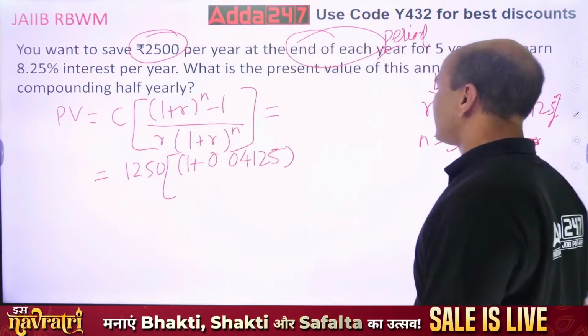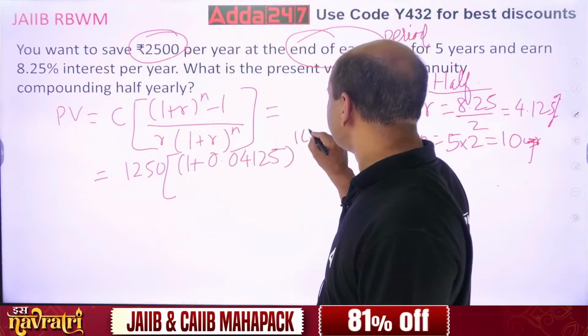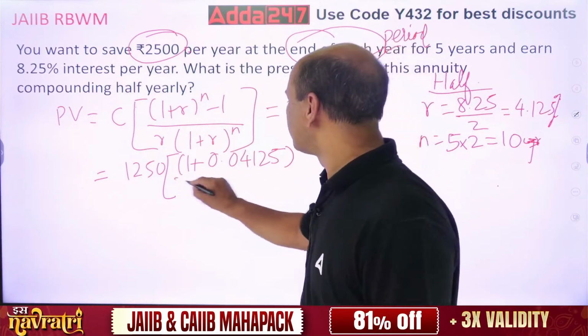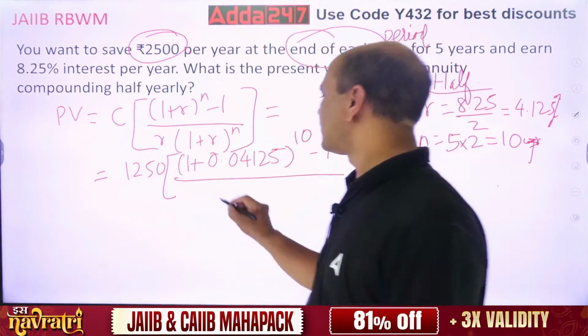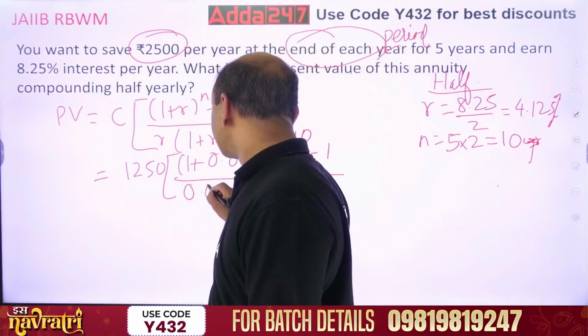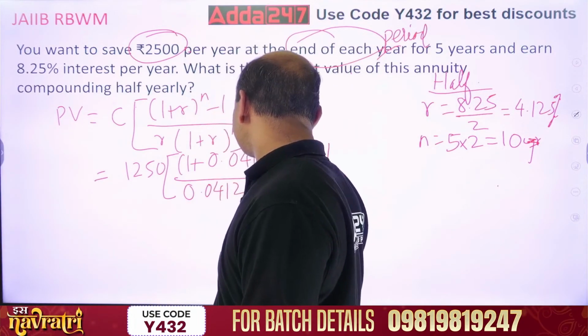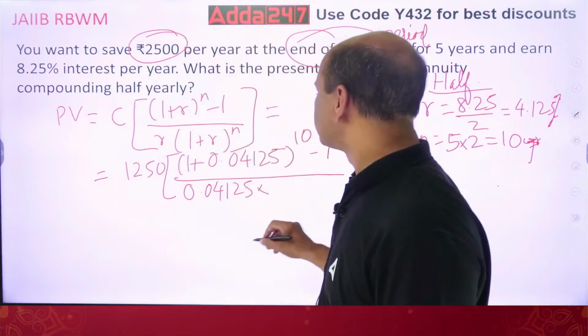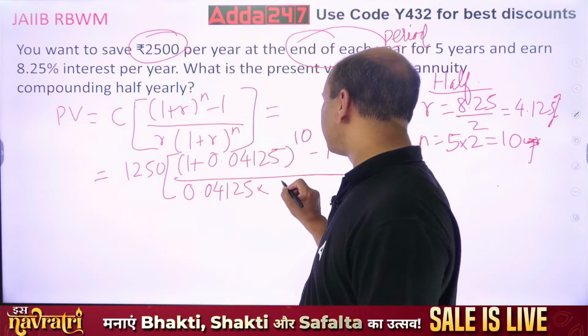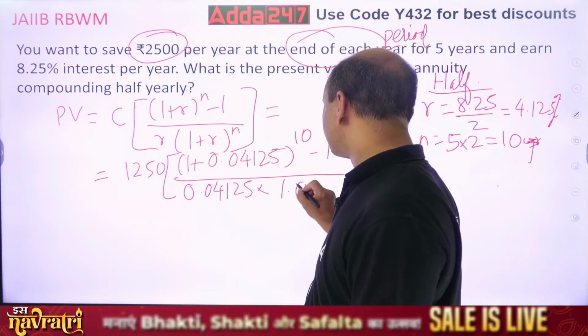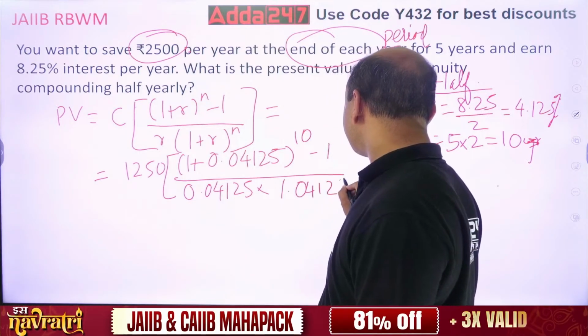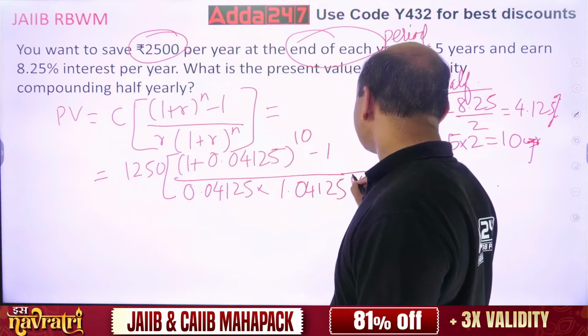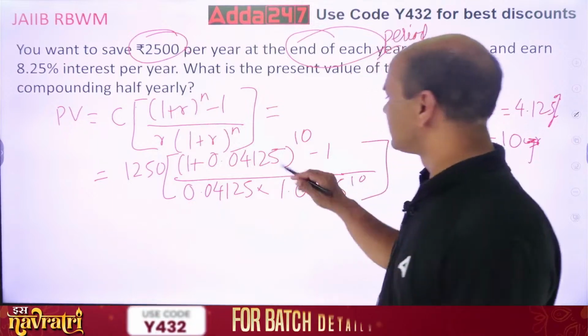N equals 10. 10 minus 1, the whole upon R. What is R? 0.04125 into, what is 1 plus R raised to n? Same figure. I'll directly write it now. 1.04125 raised to 10. I'll write it over here.